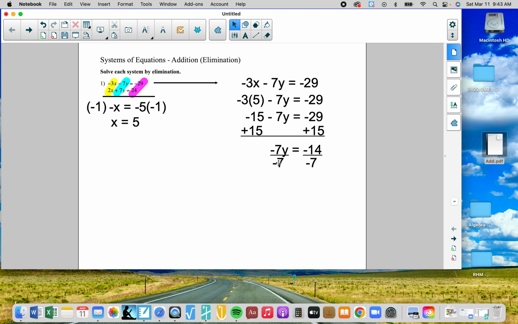I see a lot of students who divide just by 7 thinking it's the opposite. We don't use the term opposite, we use the term inverse. We're not doing the inverse of negative 7, we're doing the inverse of multiplying by negative 7, which is dividing by negative 7. So we get y equals 2. So our solution, written as a coordinate, is 5 comma 2. We can go and check that if you want, and it definitely is worth your time and effort.